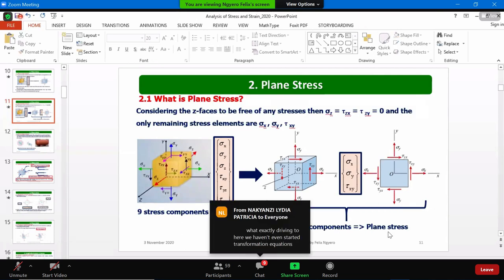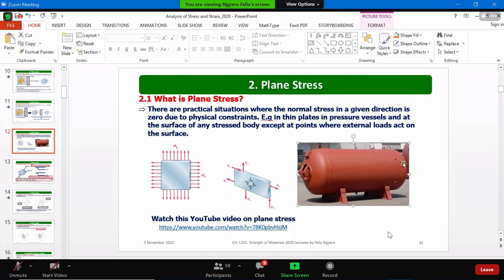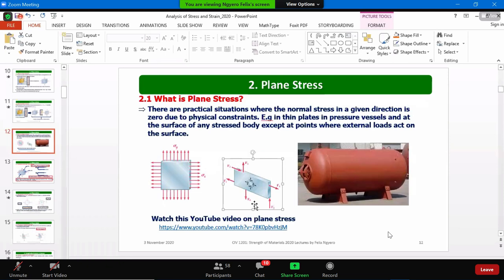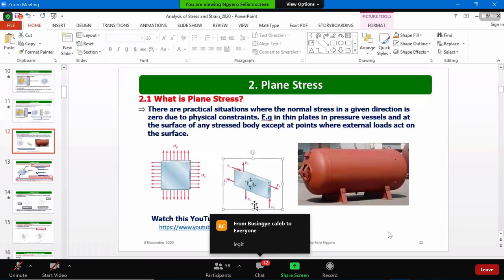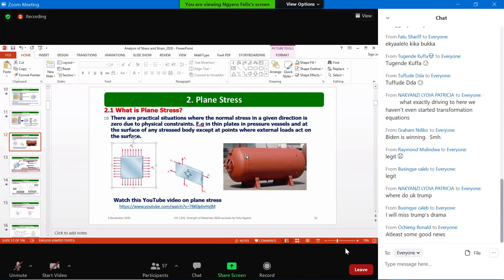Also, this is a pressure vessel, or it could be a rectangular tube, a hollow tube with a small thickness, and the width, length, and height are large. Sometimes that hollow section may be filled with concrete. It could be a circular metal section, but with the hollow filled with concrete to form a structural member that may be required. So the state of stress in that case would be plane stress. This is how you'd represent that state of stress within an element of the tube.